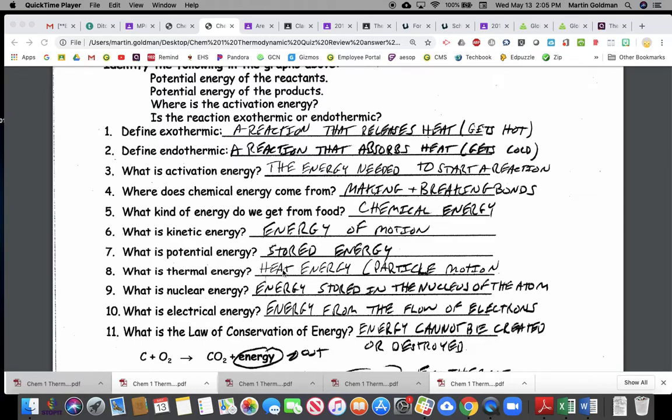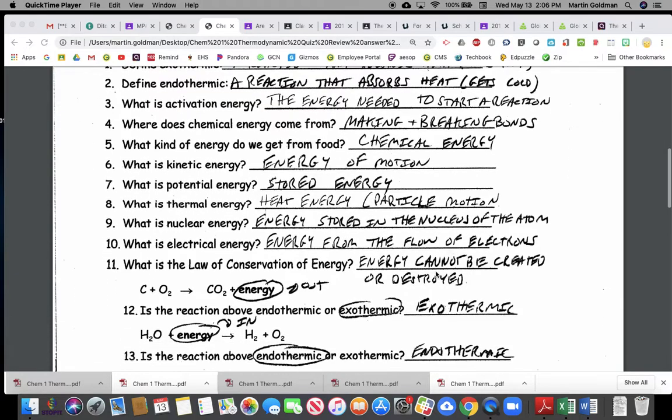Let's see. We have thermal energy. That's heat energy, which is based on particle motion. So the faster the molecules are moving, the more thermal energy it has, the more heat energy it has, and technically it also has more kinetic energy too. Nuclear energy, that's in the nucleus of the atom. That's a nuclear bomb. Electrical energy is the flow of electrons, which we kind of did in our battery unit. Electrons flowing, so that's the electrical energy. Conservation of energy means that energy cannot be created or destroyed. So you kind of know that.